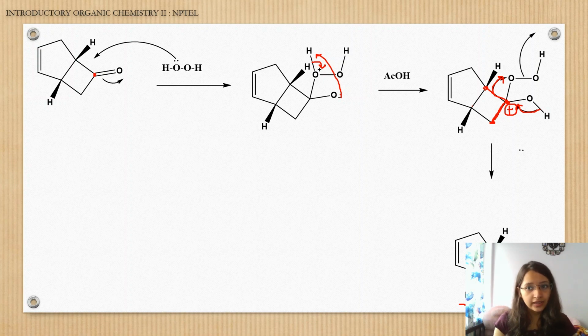So which migratory aptitude is high? The tertiary carbon has a higher migratory aptitude than the secondary carbon. That is why I'm telling you that this particular bond cleavage is taking place, and this tertiary carbon is now migrating, because of this bond you are getting this C-O bond generated with this tertiary carbon rather than this secondary carbon. Is it understood now?